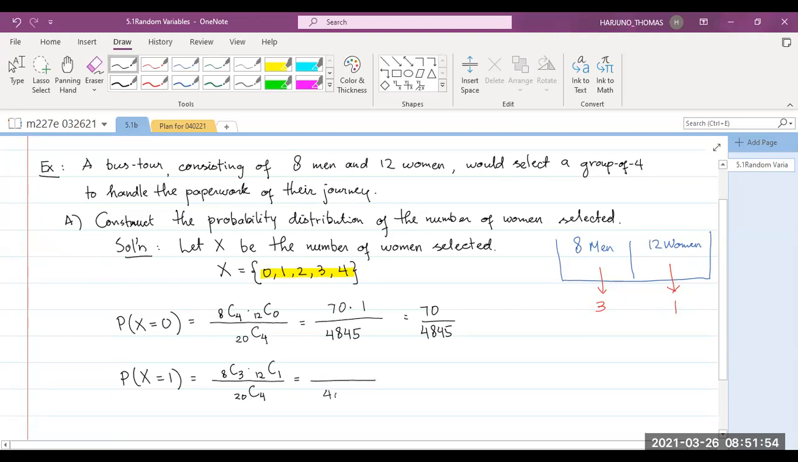And after that, just to compute it, that's 672 over 4,845. Any questions so far?